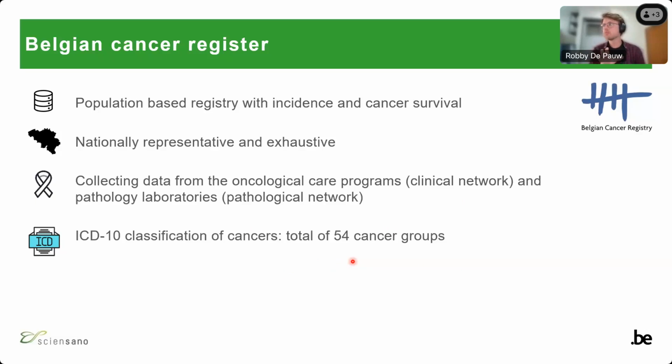So this is the start point. This is where we start from. So we start from the data of the Belgian Cancer Registry. Main advantage, it's nationally representative, it's population-based, it's exhaustive, and it has a lot of information available.